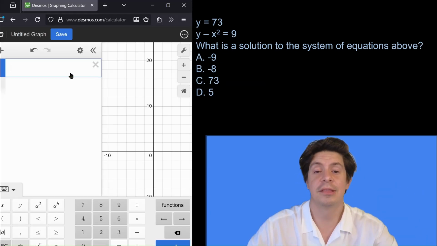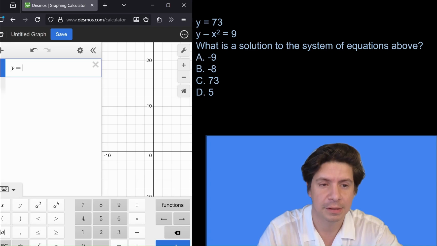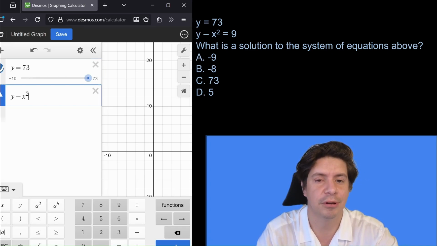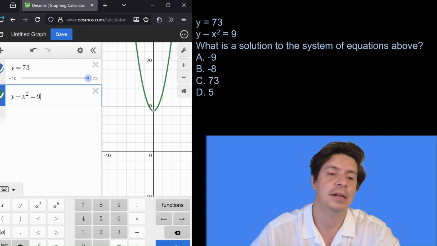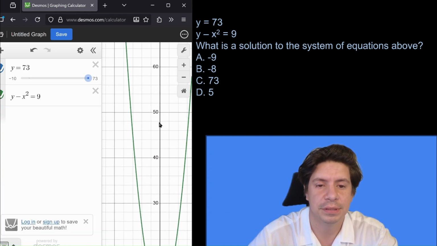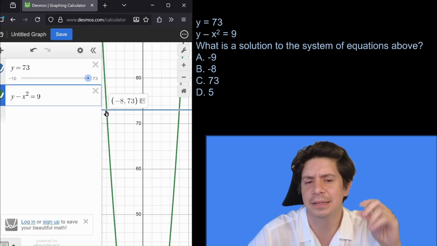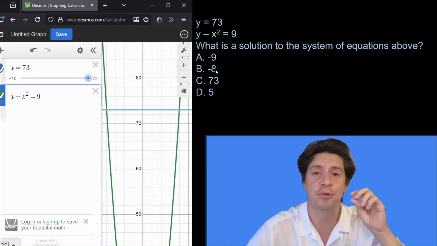And now here's another one, y equals 73. This one you could solve more easily writing it out, but it's still actually probably easier for a lot of people just to do it like this. And then you go up, see where it intersects, 73. We have 8 and we have negative 8. Clean, our answer is B. You see how quick that is?